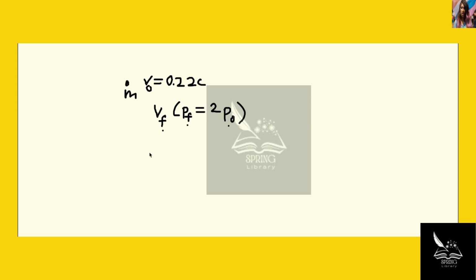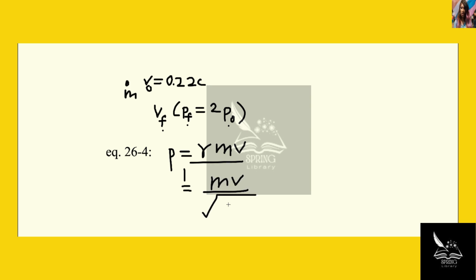And so from equation 26-4 in the book, we're given the equation for momentum of a relativistically moving particle, and that's simply given by gamma times m times v. Gamma times mass times velocity, and gamma actually is 1 over the square root of 1 minus v squared over c squared. Okay, and so that's your setup.